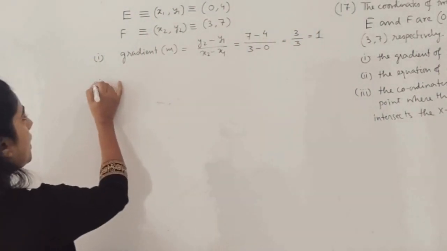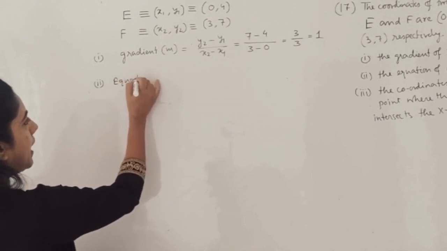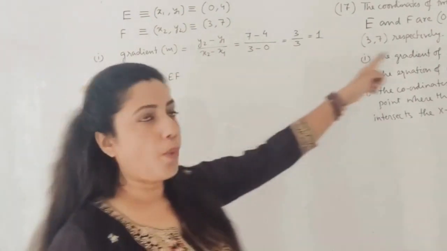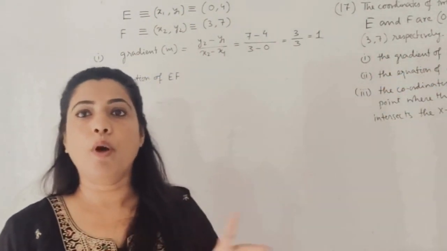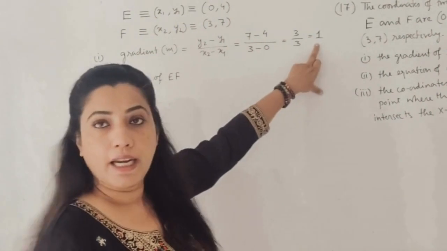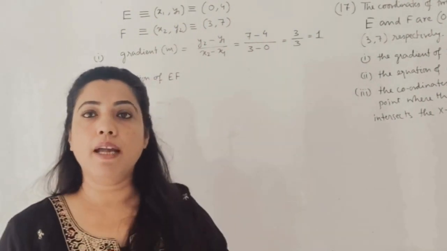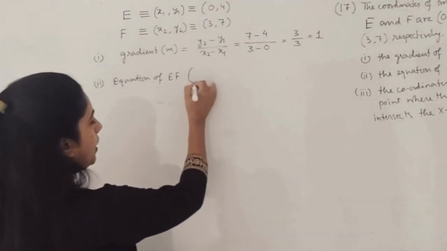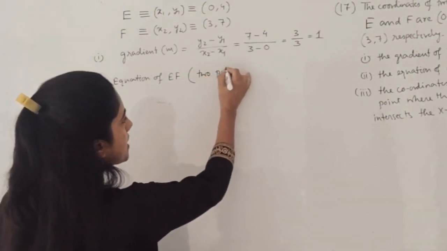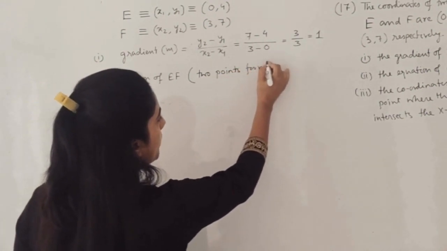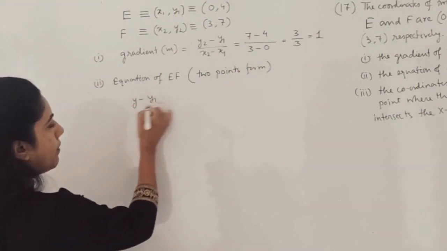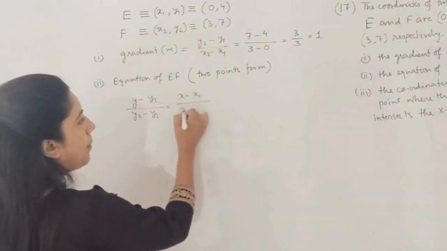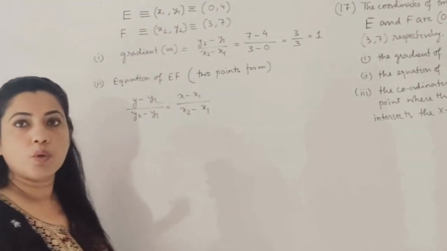Second thing, they are asking for the equation of EF. Now see, we have 2 points, so we can find out the equation by 2 points form, or we found out the gradient also, so we can find out the equation by slope point form. Either of these you can use, okay? So equation of EF, I am using 2 points form. First we'll write down the form y minus y1 upon y2 minus y1 equals x minus x1 upon x2 minus x1. This is the 2 points form.